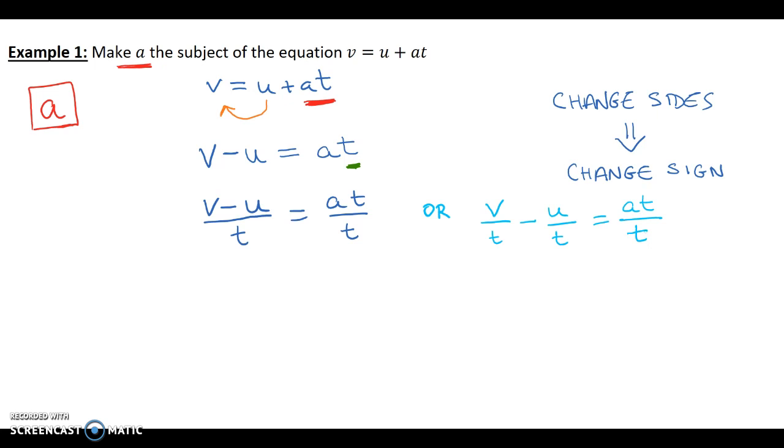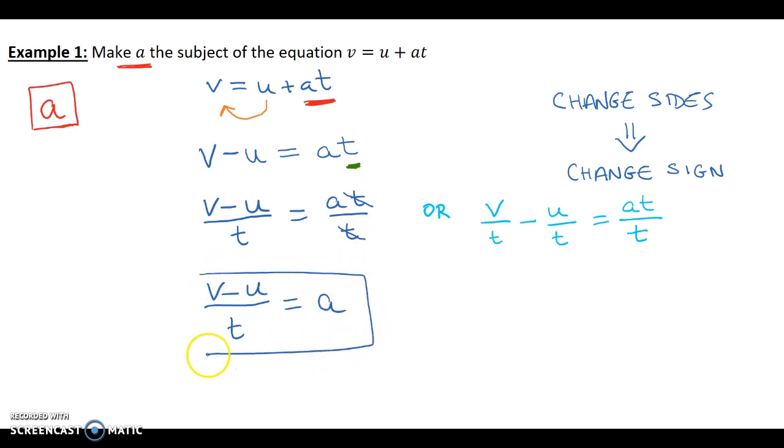Okay, so let's continue, and we'll go with the first one. So this is going to be v minus u over t. We can leave it like that, v minus u over t, and what will happen here on this side is that those t's will cancel out, and you have a on its own. Okay, so you have a is equal to v minus u over t.